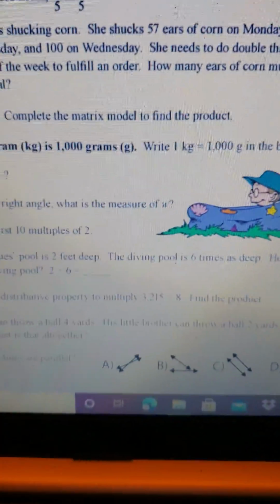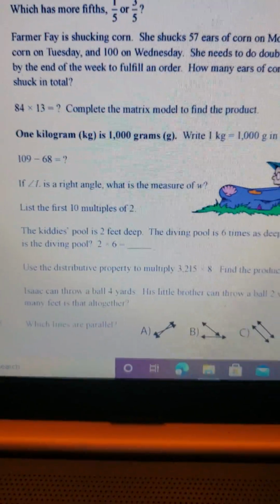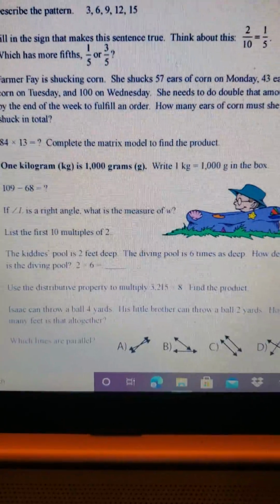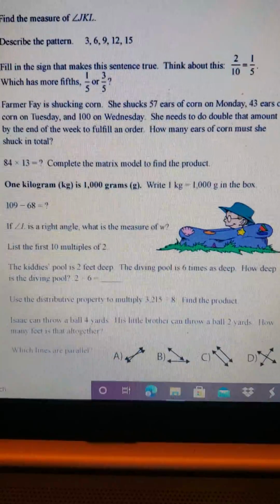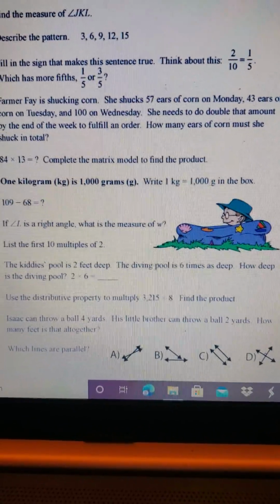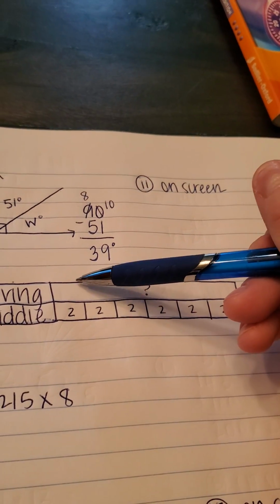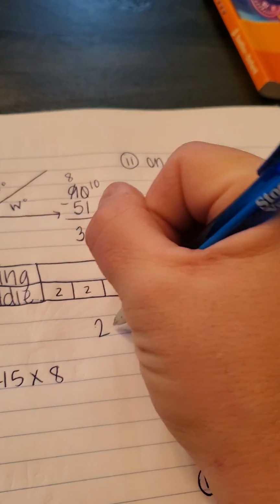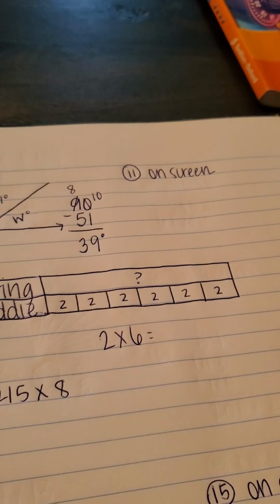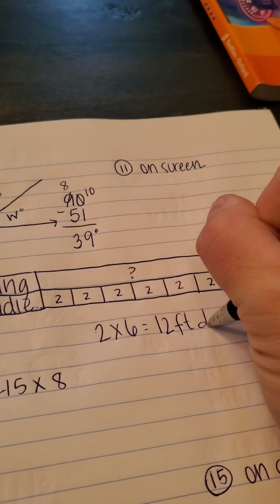Number 12. The kiddie pool is 2 feet deep. The diving pool is 6 times as deep. How deep is the diving pool? Okay, that one's easy. 2 times 6. 2 times 6 is 12. So we don't know what the diving pool is. The kiddie pool is 2, 2, 2, 2, 2, 2. 2 times 6 is equal to 12 feet deep.